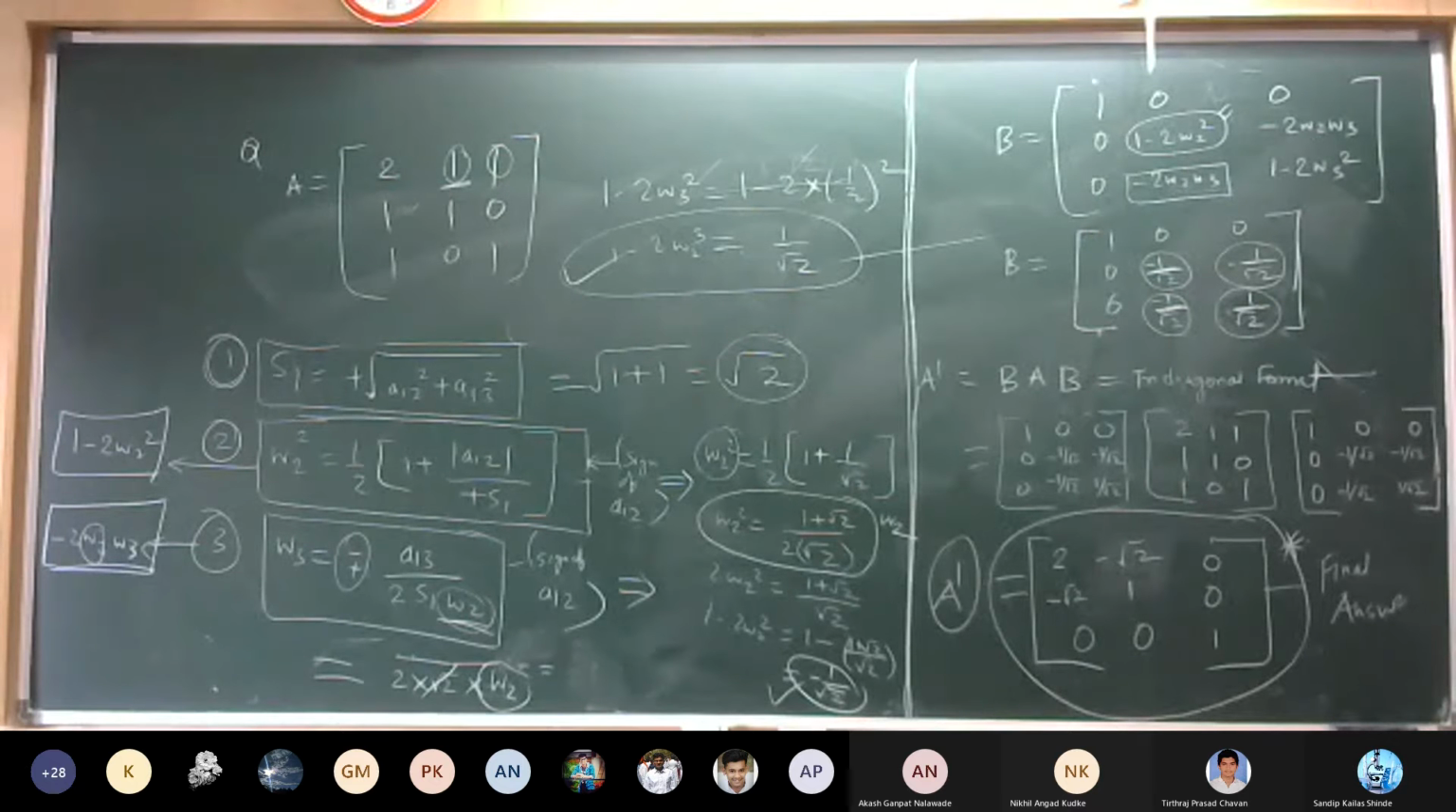Nikhil, Akash, Pooja, at least you have calculated W2 and W3 values. I am expecting from you also that you should calculate that particular tridiagonal matrix. Okay, you calculated a fraction value. Very good. Wait for 1 or 2 minutes so that other people can also calculate.